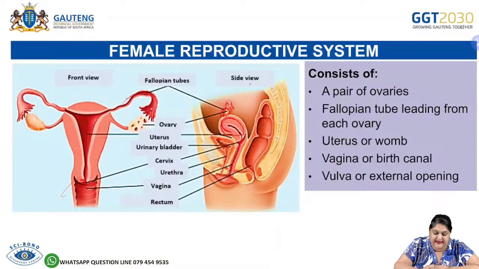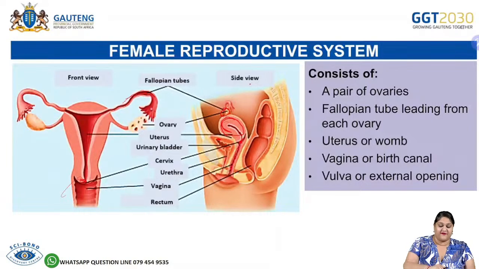Okay, so please don't confuse that. So what I would do when I get the side view is I would first locate where is the uterus and where is the bladder. And you must know that the bladder is below the uterus. And then you know that the urethra is the one that's going to be taking the urine from the bladder out. And then the vagina is the one that is leading from the uterus.